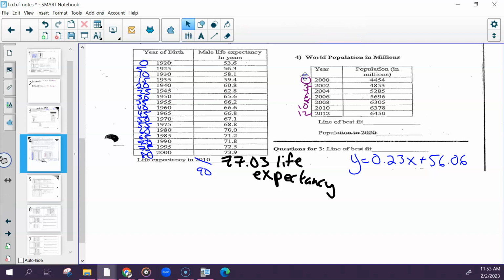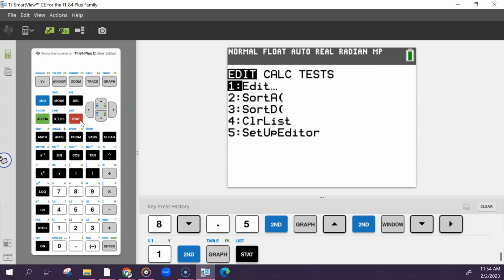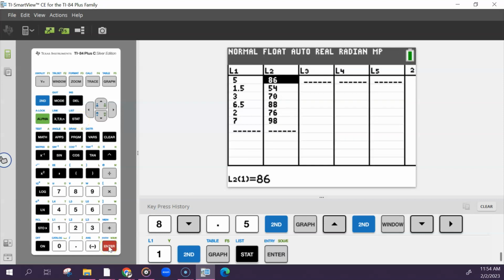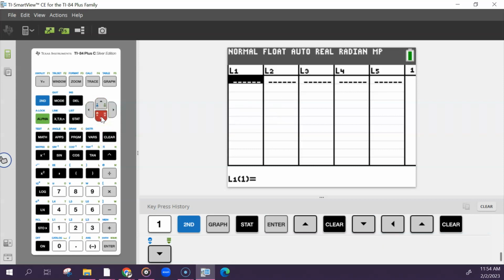So I'm going to show you how to do this in the calculator. Those of you doing this on Desmos will have to use the steps in your notes or on the pink sheet to continue that process. So I'm going to go back into stat, go back into edit. If you are on your calculator, you'll still have that data from before. You'll have to go up to the top and hit clear and then scroll down and it will clear it out. And then put that data in.